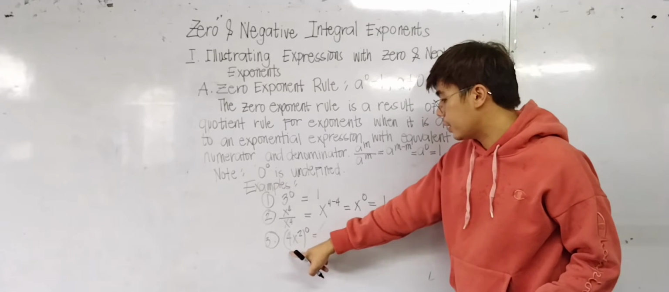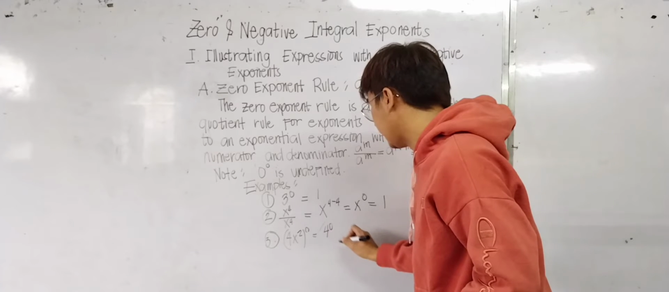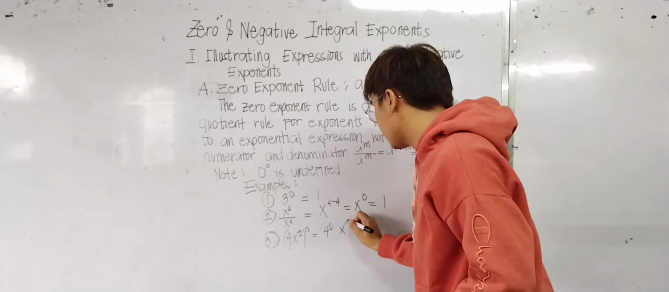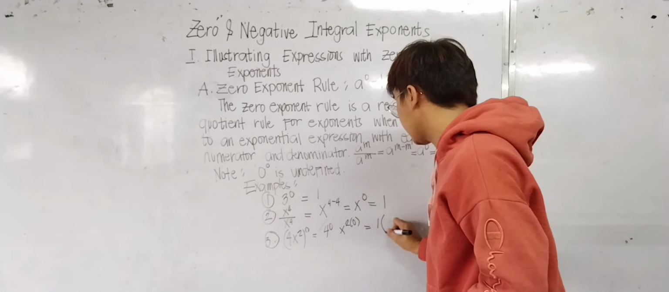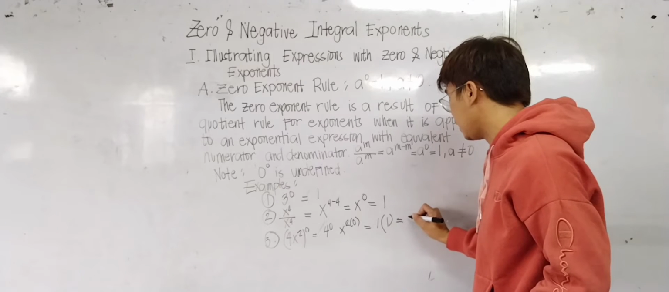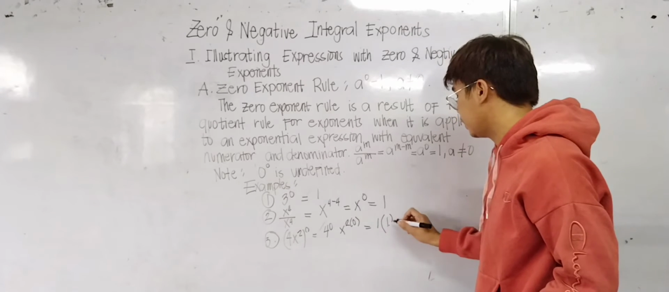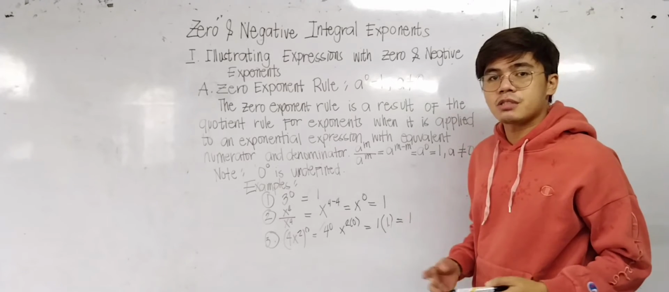Okay, let's try this one. So we have 4 raised to 0, then we have x raised to 2 times 0. So we have 4 raised to 0, which is 1, times x squared raised to 0, which is 1, that is equal to 1. Okay? Are we good with the zero exponent rule now?